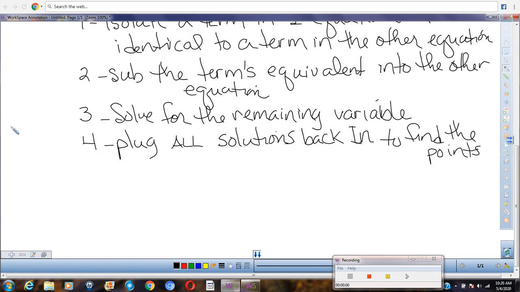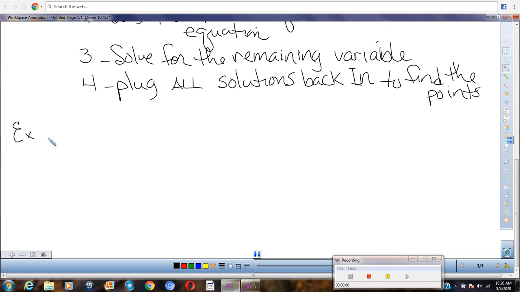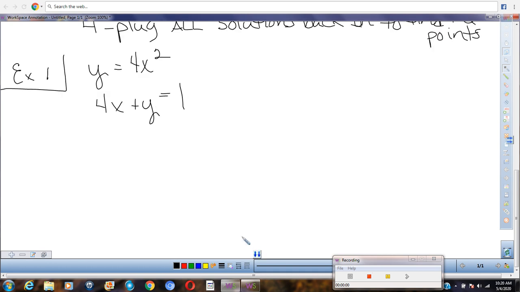Here's example number 1 today. All right, let's say we have y equals 4x squared, and we have 4x plus y equals 1. We know the first one's a parabola, and the bottom one is a line. So these can cross 1, 2, or no times. So we have to do our algebra in order to figure this out.